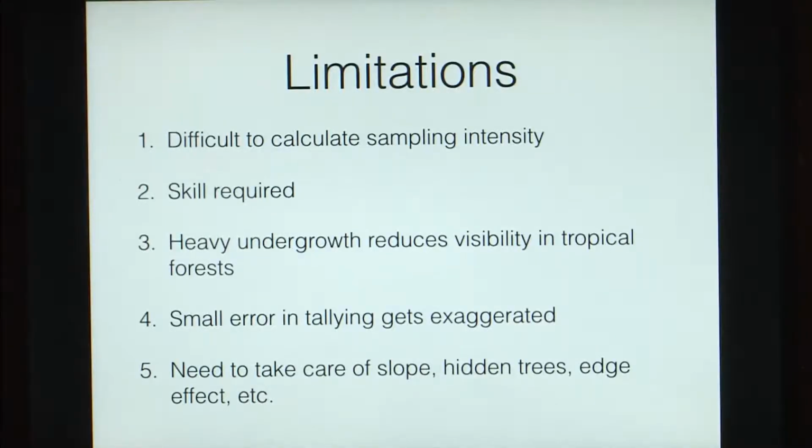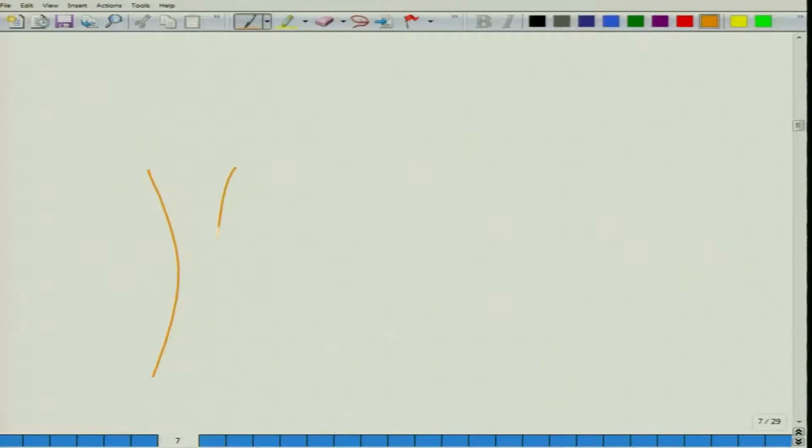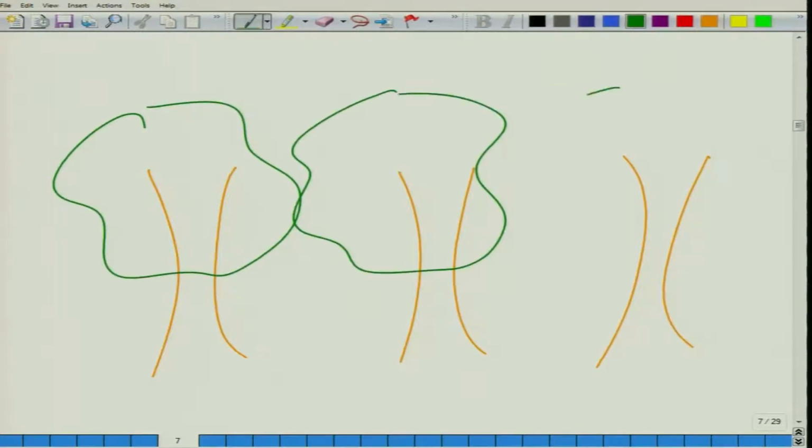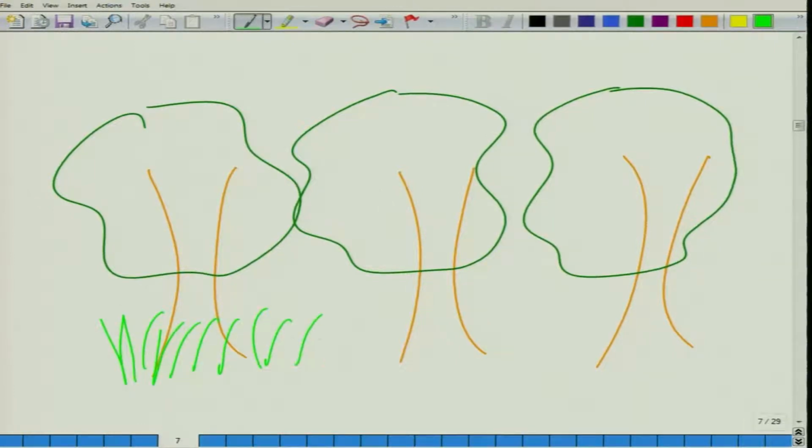So, coming back to the slides, a limitation of point sampling is that you require some amount of skill. Also, heavy undergrowth reduces visibility in tropical forests. If you go to a tropical forest, this is the kind of situation that you will go through. Suppose these are your trees. If you only had trees in the forest, it would be very easy to take their readings, but what you will find is also a number of undergrowth.